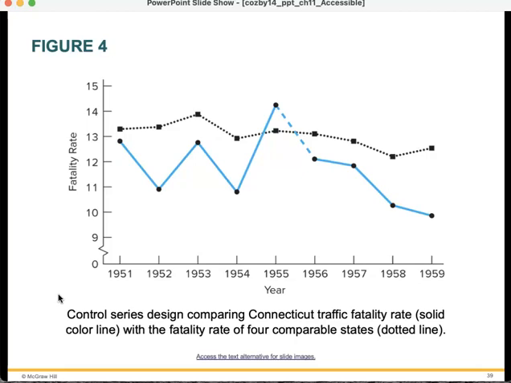In this example, it is the Connecticut traffic fatality rate, the solid colored line, compared with the fatality rate of the comparable states, which is the dotted line, right? That would be your control group.